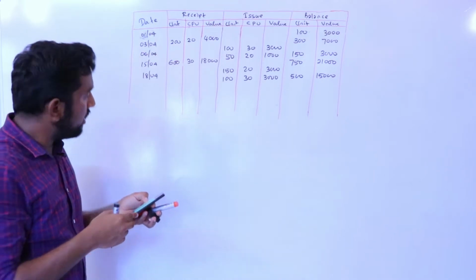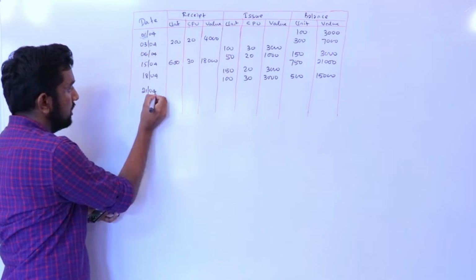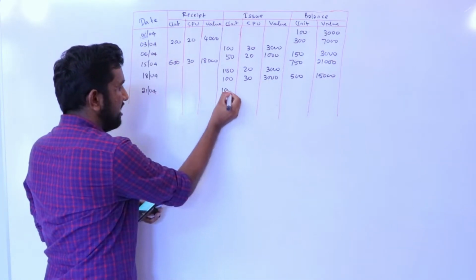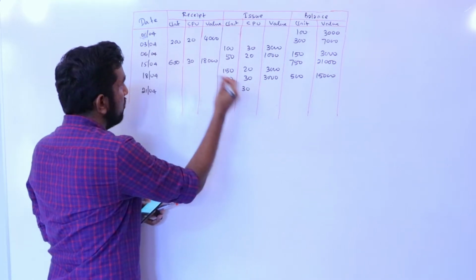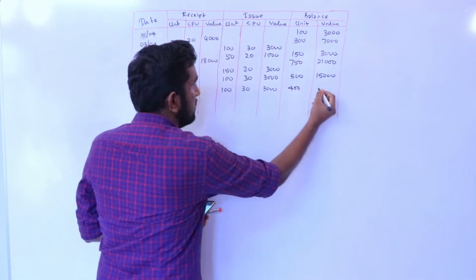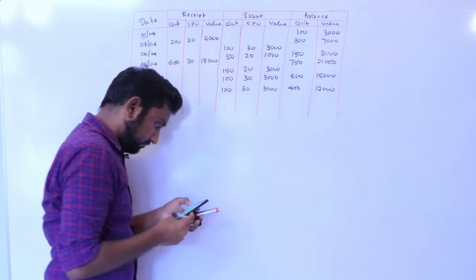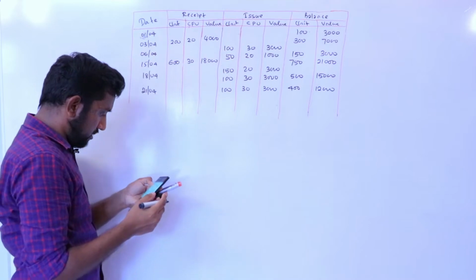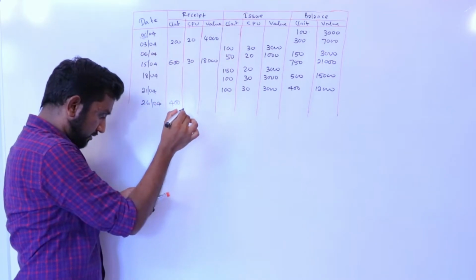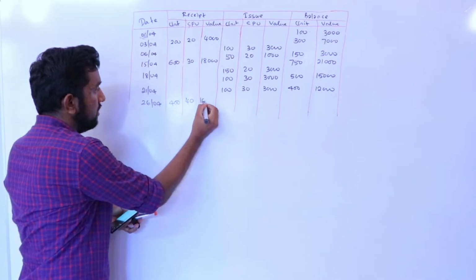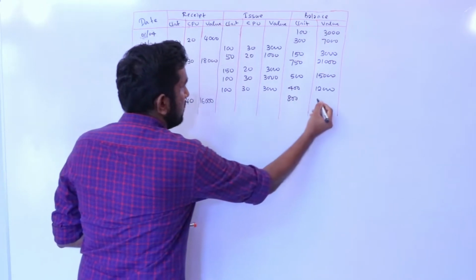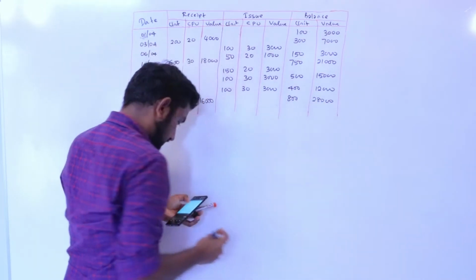Then again I am issuing 150 on 21st. Sorry, I am issuing 100. So 100 is supposed to issue from this one because all others are done. So again 3,000. So balance is 400 and this is how much? 12,000, right? Then I am purchasing 400 on 26th at the price of 40. So 16,000. So how much? So the balance is 800 and this is 28,000.